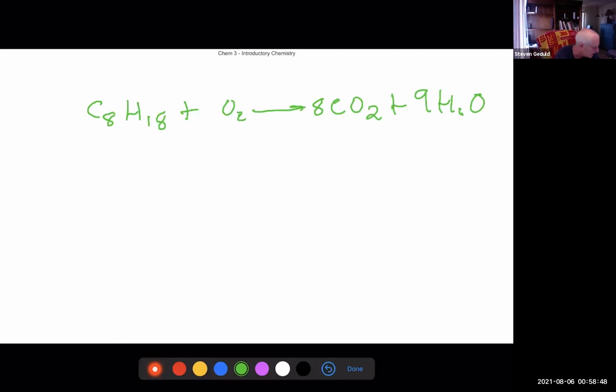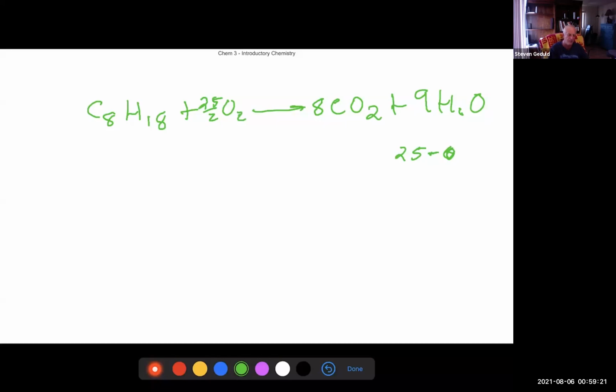Now, how many oxygens do we have on the right-hand side? We have 8 times 2, which is 16 plus 9. So we have 25 oxygens on the right side. How to make the left side say 25? I'll show you another trick. When you're multiplying by 2, okay, we can say 25 over 2. 25 over 2 times 2, because there's a 2 right here, gives you 25.